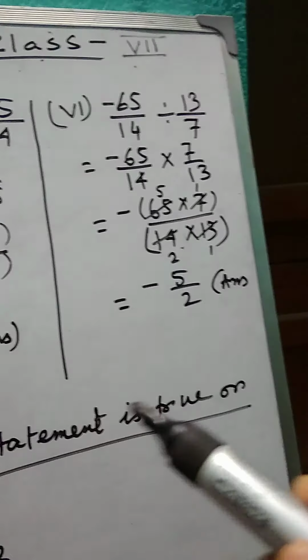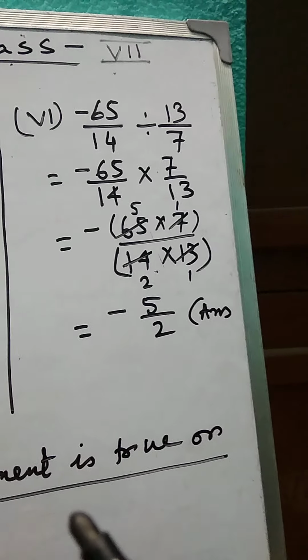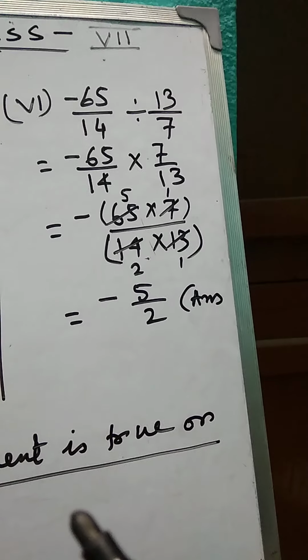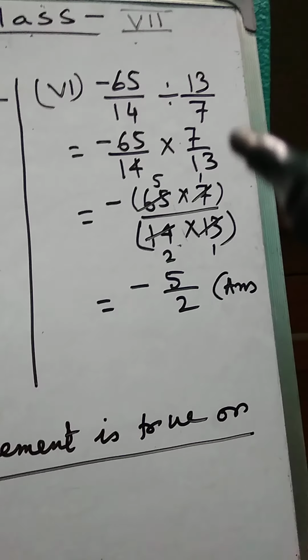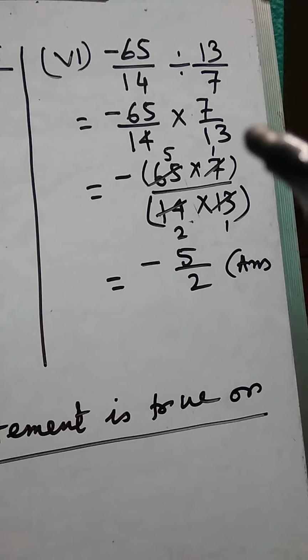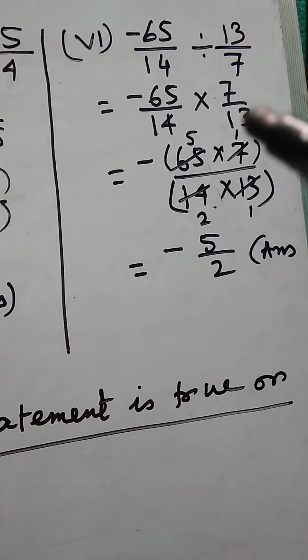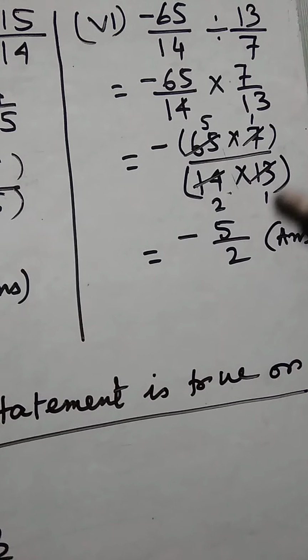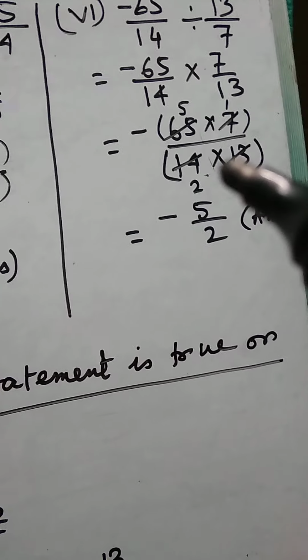Next, number 6, minus 65 by 14 divided by 13 by 7. First, write the dividend, minus 65 by 14, then place a multiplication sign and then write the reciprocal of the divisor. 13 by 7 is the divisor, its reciprocal is 7 by 13. Then try to simplify.